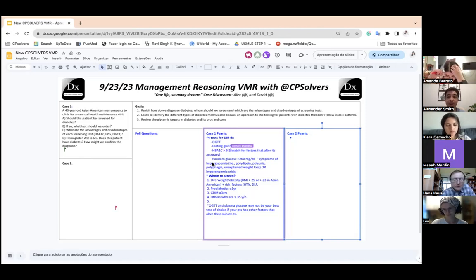Maybe coming back to group one in Chiara's group, what did you guys talk about? What did you think for this patient? Did you want to confirm a diagnosis of diabetes? Did you think that the A1C confirmed that, or did you want to get another test? What did you guys think?